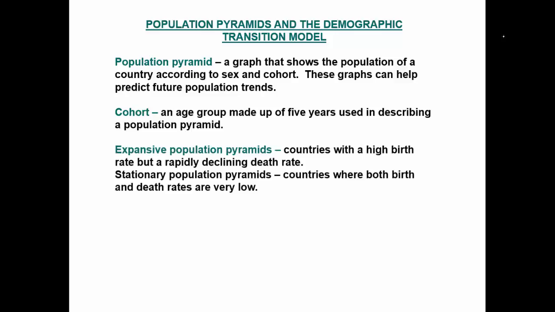An expansive population: countries with a high birth rate but a rapidly declining death rate. Stationary population pyramids: countries where both birth and death rates are low. We're going to show you what those are.